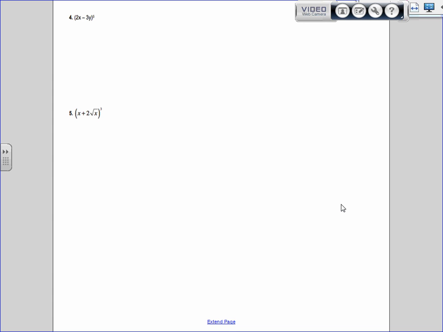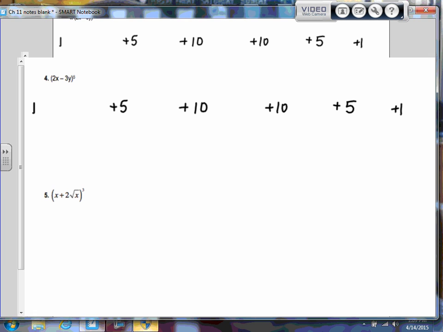Okay, this is a typical test question, but I probably wouldn't raise it to the 5th. I might raise it to the 4th or the 3rd for your test. But let's go ahead and try it. So you raise it to the 5th. So your numbers for your Pascal's triangle are 1, 5, 10, 10, 5, 1. So use those numbers, and go ahead and try to figure out what you're going to get. I'll give you a couple seconds to try it.